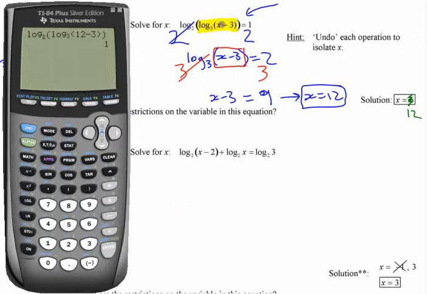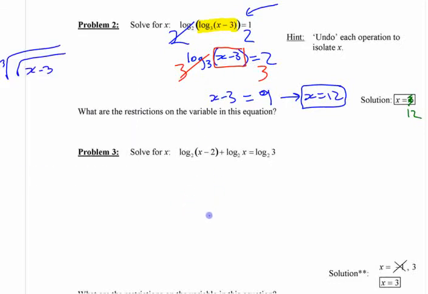That being said, I do expect you to know how to solve some of these without a calculator, right? What are the restrictions on the variable in this case, just while we're thinking about it? There's the expression that has the variable in it, and it says log of that. What are the restrictions? You might just be able to see x has to be greater than or equal to 3, right?